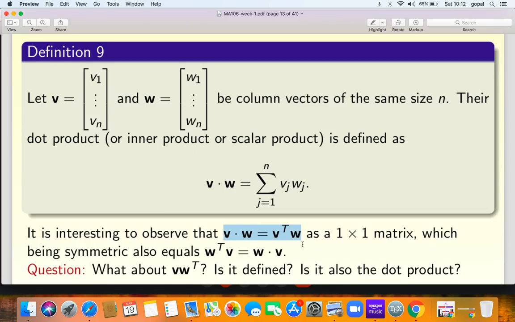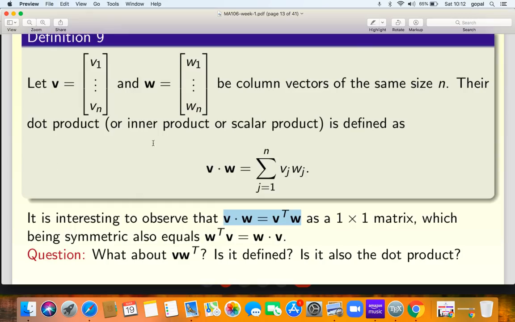Okay. What will happen if I calculate W transpose V? W transpose V will be W dot V. What is the size of V transpose W? V transpose W is a 1 cross 1 matrix. What is W transpose V? Again a 1 cross 1 matrix. What is the transpose of a 1 cross 1 matrix? A 1 cross 1 matrix is its own transpose. Isn't that so?